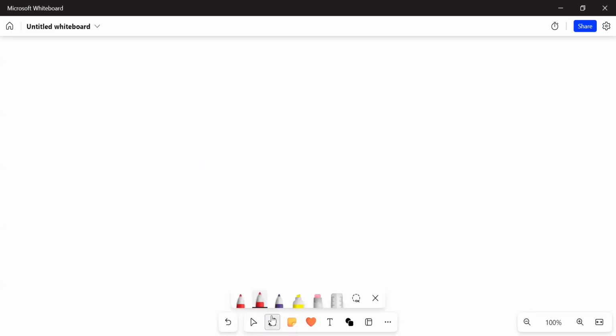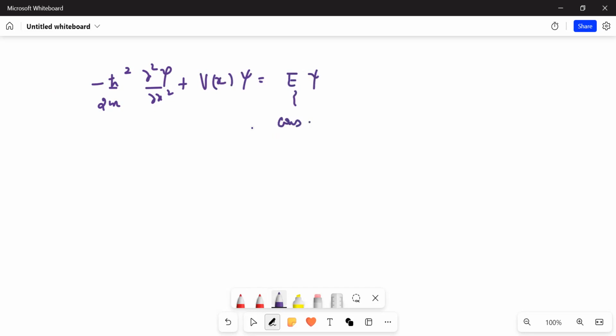We've already studied that the time-independent Schrodinger equation is given by this expression: minus h-bar squared upon 2m, d squared psi upon dx squared, plus V(x) psi, is equal to E psi. And here E is a constant. And I know that this is a second order differential equation.